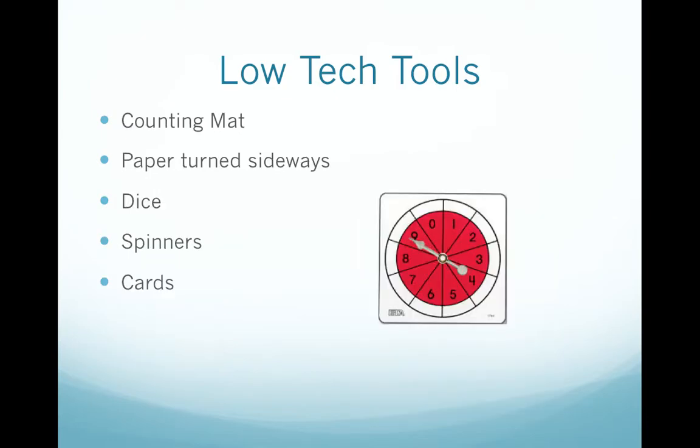Other low-tech tools for math include a counting mat, which is a clear plastic overlay with numbers and dots and stickers to help cue. Grid and graph paper or turned line paper sideways for place value and adding and subtracting could be helpful.